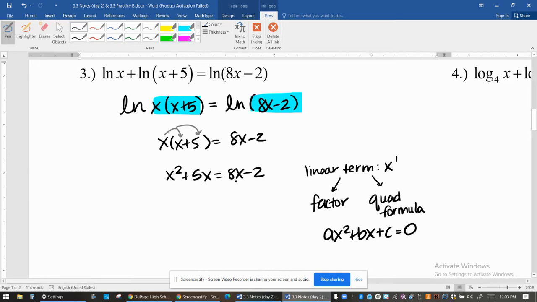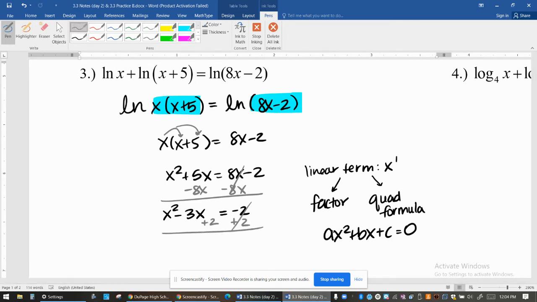So I'm going to go ahead and subtract the 8x, subtract the 8x. And you can do this one step at a time, or you could do it multiple steps at a time. All right, so we get x squared minus 3x plus 2 equals 0.